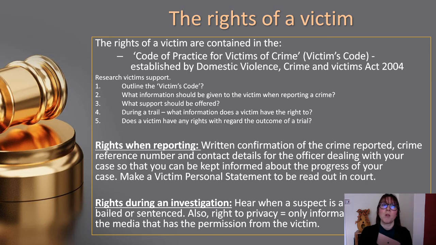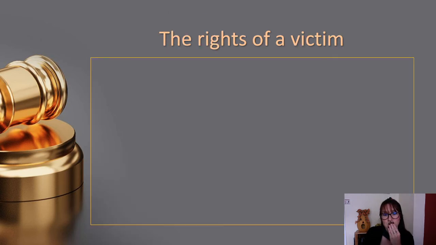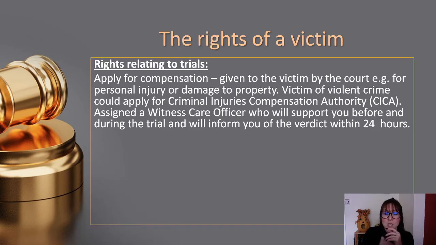So, for example, Damilola Taylor, James Bulger killing, these actually then went to things like Crime Watch, etc., and they were able to bring out private information like baby pictures in order to draw the public in to help them find who did it. The rights of a victim, rights relating to trials.